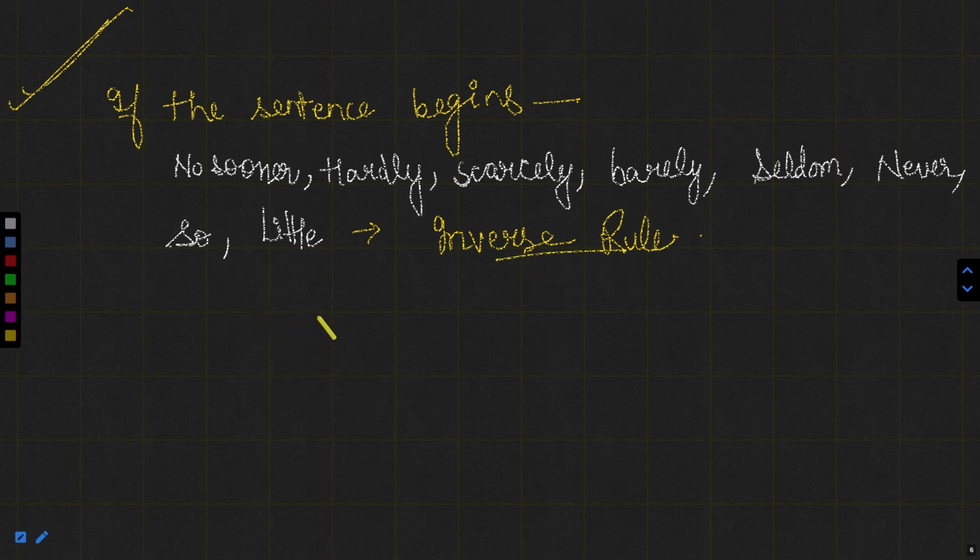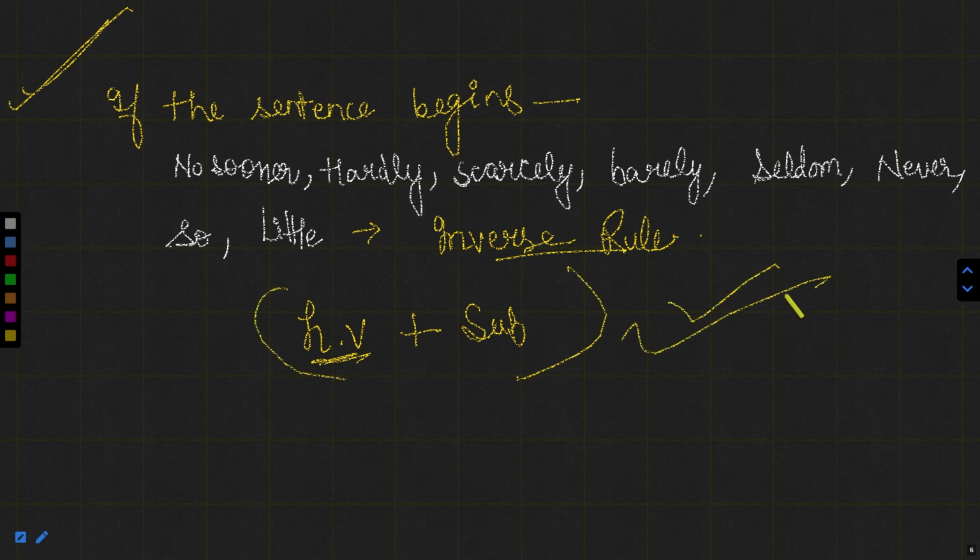Inverse rule means where the helping verb comes prior to the subject. Now the basic structure of the sentence is subject plus helping verb plus main verb, but in this concept, the helping verb should come prior to the subject. Now this thing is very, very important. And this verb should be a helping verb. If there is no helping verb mentioned over there, you need to find out which helping verb is suitable over here. For example, if the sentence is an indefinite sentence, you can have do, does, or did depending on the tense of the sentence. Okay, now the helping verb comes prior to the subject. This is called the inverse rule.